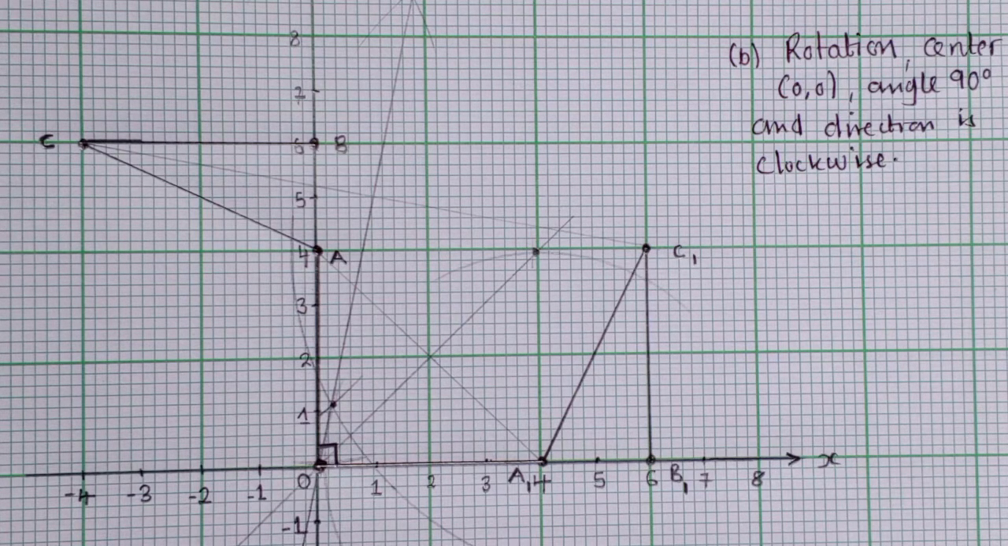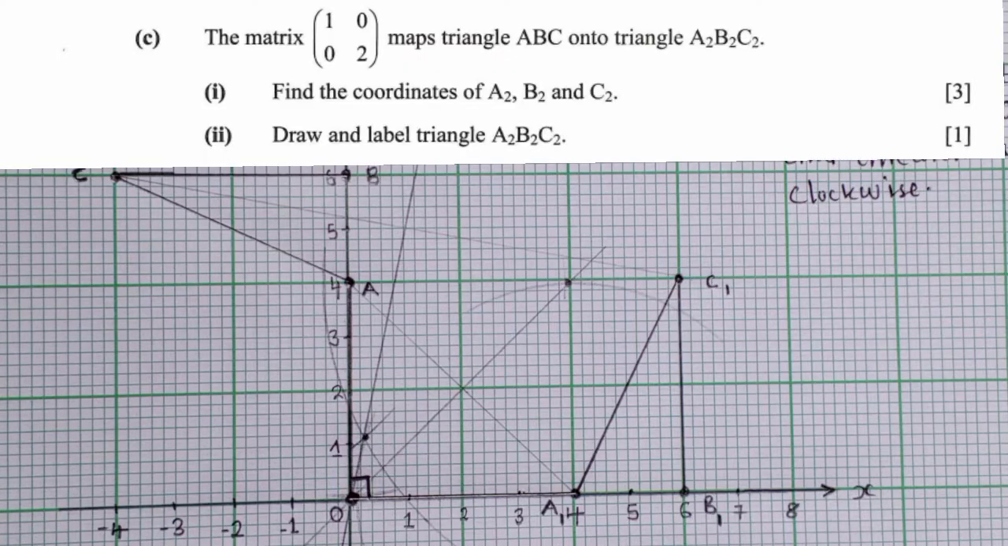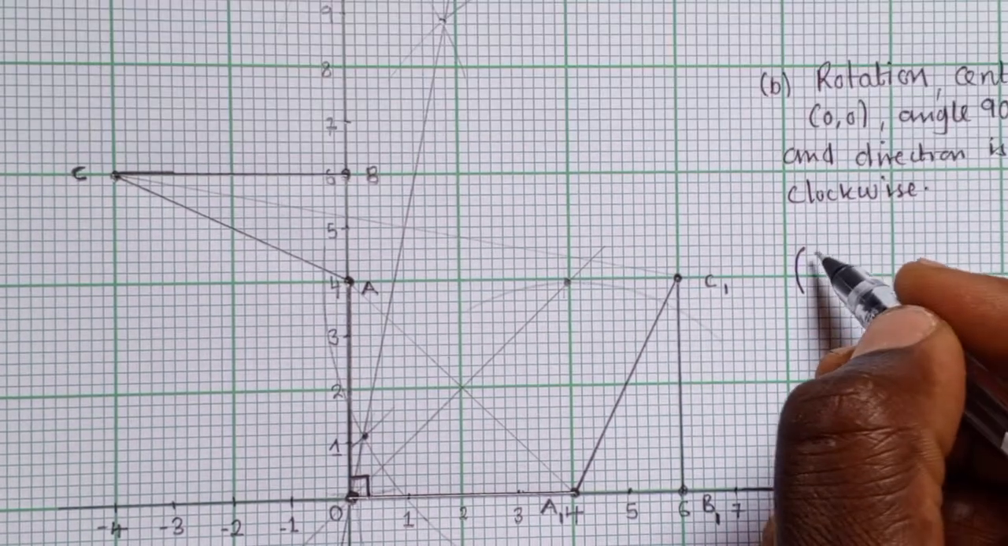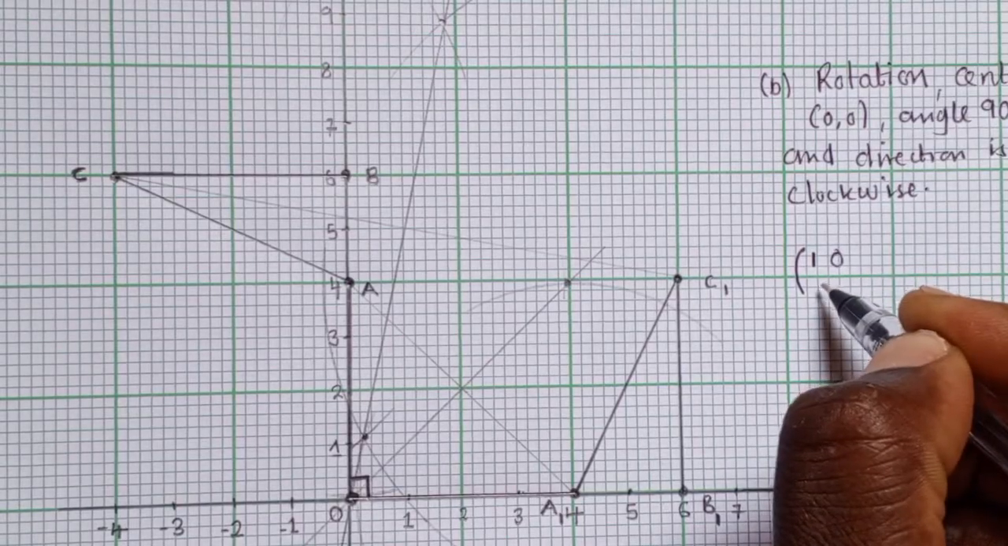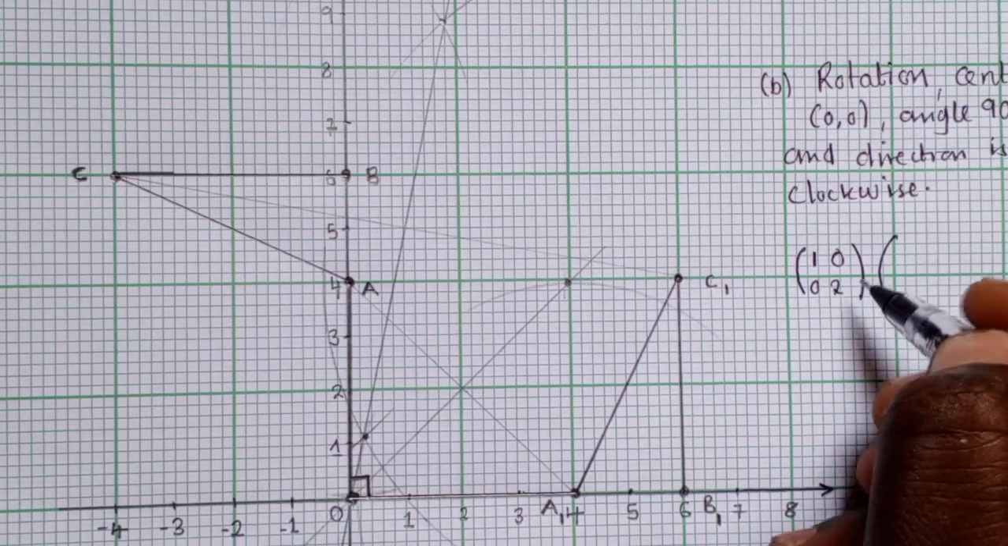Okay. So now let's check out question C and understand what is involved under question C. All right. So for question C, they're saying the matrix 1, 0, 0, 2 maps triangle ABC onto triangle A2, B2, C2. Find the coordinates of A2, B2, and C2. So basically, what you just need here is the idea of multiplying matrices. So you get the matrix that they've given you, and then you multiply it by the matrices of the original shape.